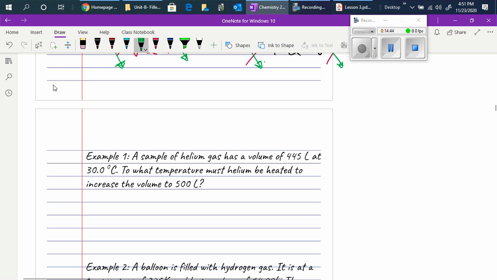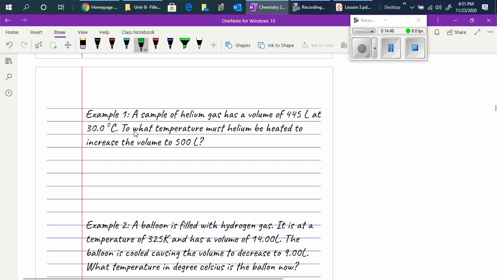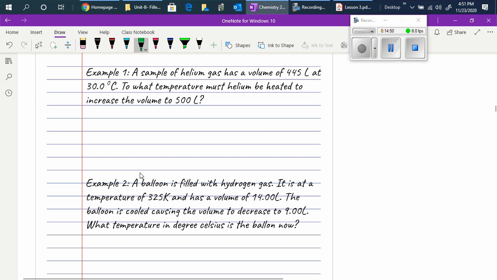Okay, let's take a look now at this example here. A sample of helium gas has a volume of 445 liters at a temperature of 30 degrees Celsius, which we converted into Kelvin. So 30 plus 273.15 equals 303.15 Kelvin.